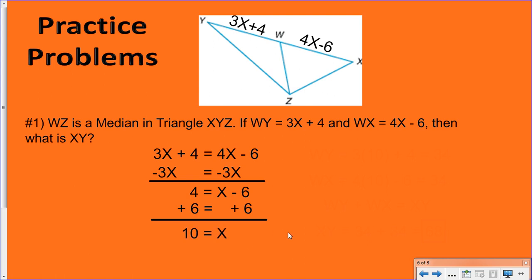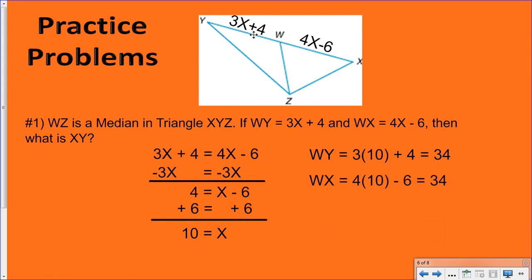But are we done? They asked us for the measurement of XY. Well, XY is this entire side, so what we need to do with this x is plug it back in. So we're going to find WY, and we're going to plug in 10 for 3x plus 4. So for WY, we've got 3 times 10 plus 4, which gives me 34, so the measure of WY is 34. And we're going to do the same thing with WX. We're going to plug in 10, and we get 4 times 10 minus 6, which also gives me 34, which is what we said.